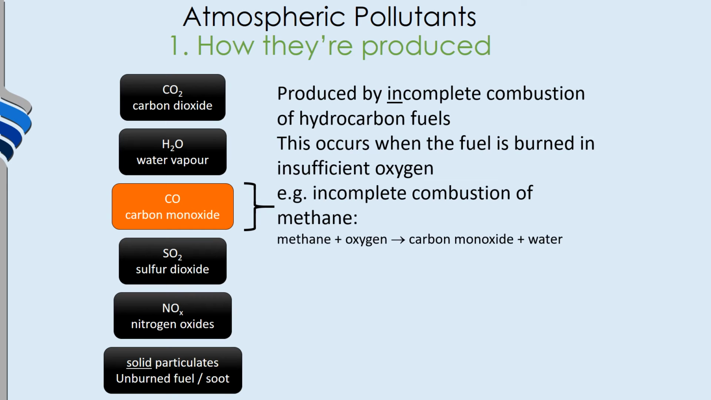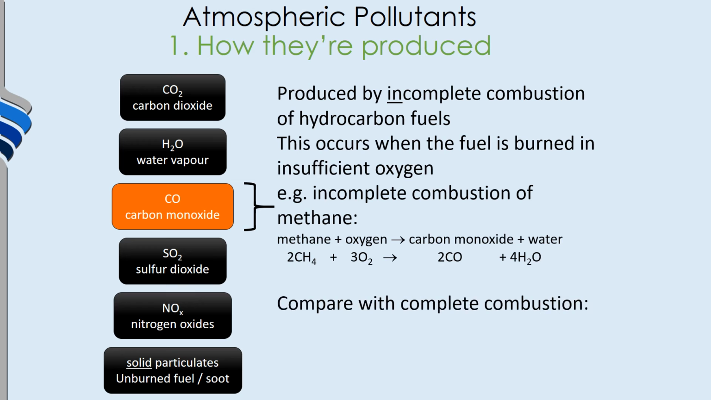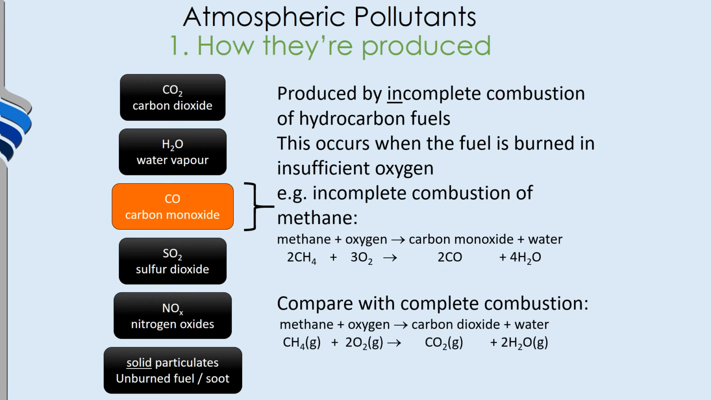So here is an equation of incomplete combustion of methane. So you've got methane reacting with oxygen to make carbon monoxide and water. And there is a balanced symbol equation for it. So in your how is it produced? It's produced by incomplete combustion of hydrocarbon fuels. And there is a comparison between complete and incomplete combustion.